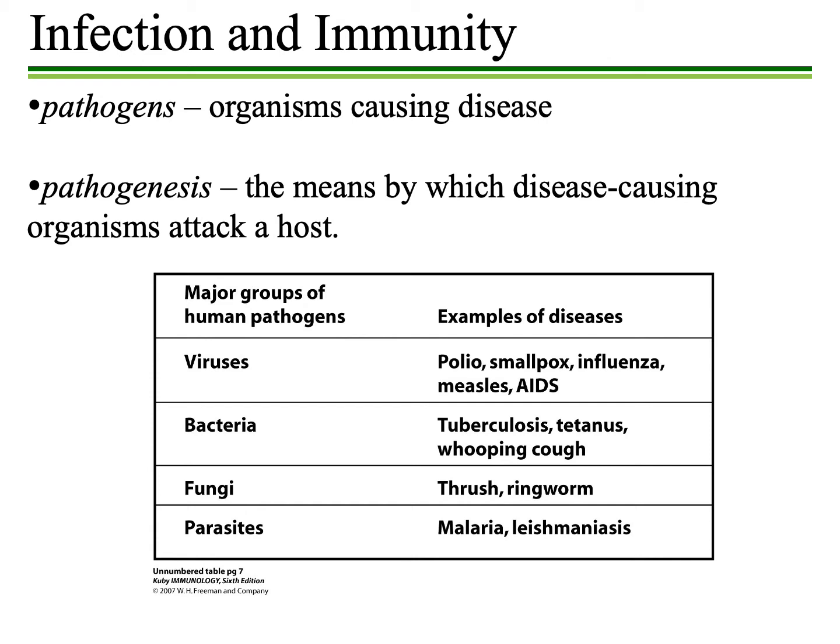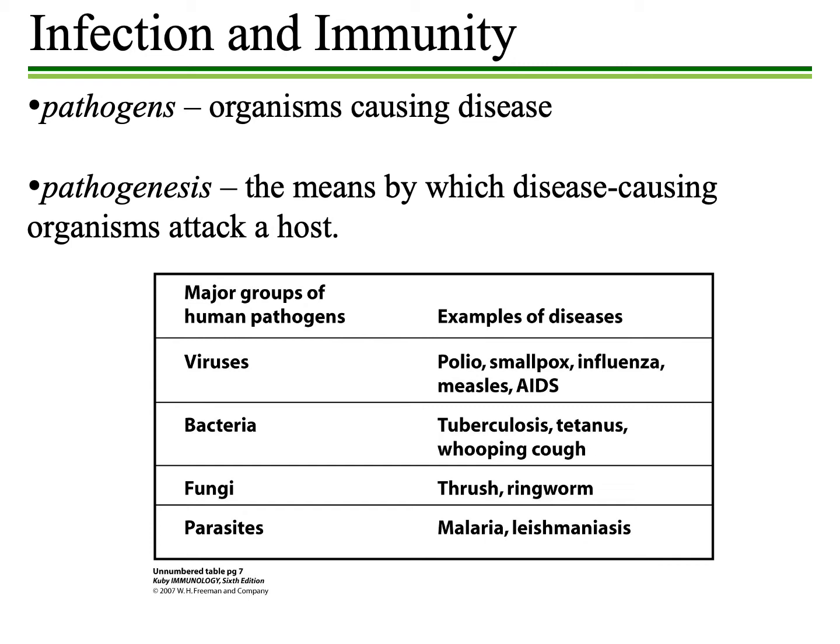our immune response. At the beginning of the semester, we discussed the fact that a pathogen is an organism that causes a disease. Pathogenesis is the means by which the disease-causing organisms attack the host. We discussed then that there were four broad categories of pathogens. There were viruses, bacteria, fungi, and parasites.